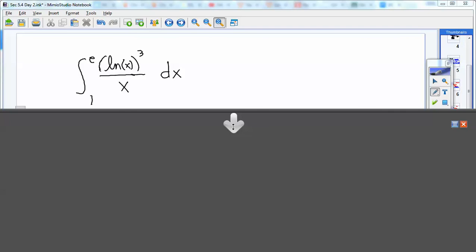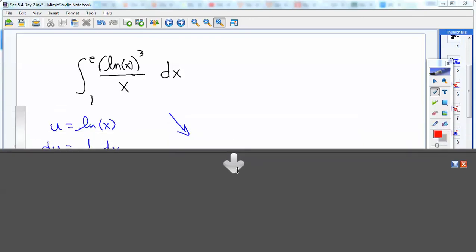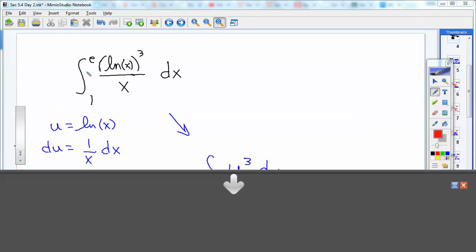So what are we going to pick for u? The inside, ln x, right? And again, thinking a step ahead, the reason you pick u to be ln x is the du, the derivative, is 1 over x dx, which is sitting right there. There's an x on the bottom, so there's a 1 over x dx right there. So it looks like this to start. u equals ln x. The du is 1 over x dx.